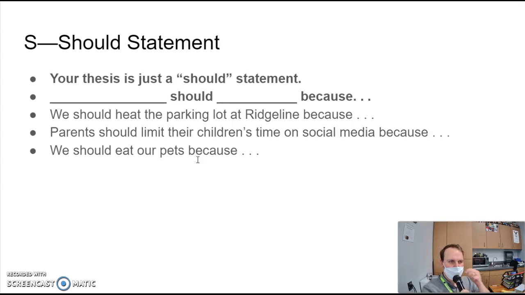Okay, we'll get into finding sources a little bit later, because I'm sure you're thinking, like, I can't type "should Ridgeline have another counselor" into Google and find something, right? That's where your warrants come in, and we'll get to that in a little bit, okay? I had one student write about heating the parking lot so there were less accidents. So he said, we should heat the parking lot at Ridgeline because, okay? Parents should limit their children's time on social media because.